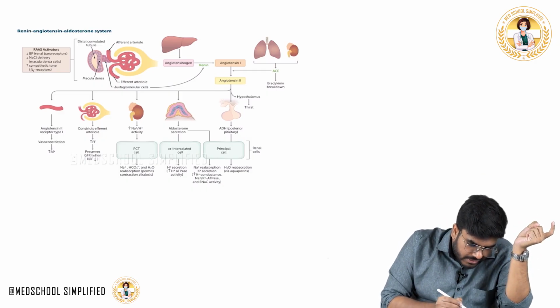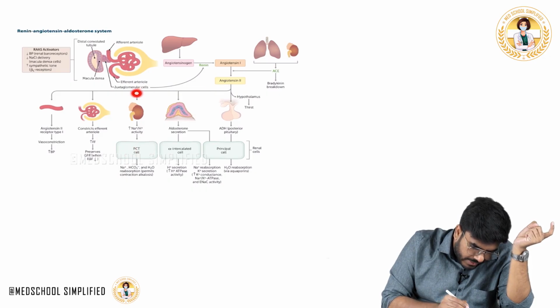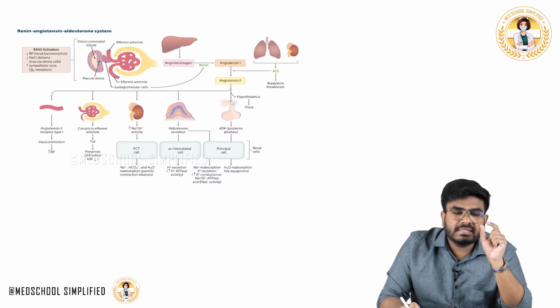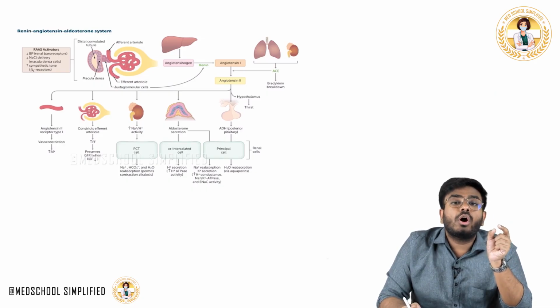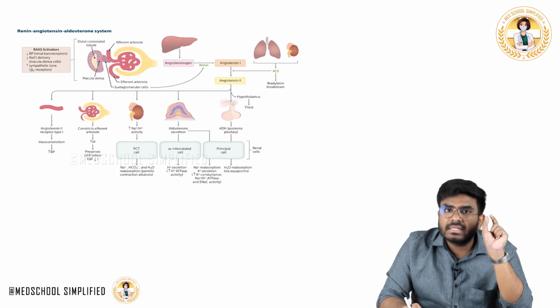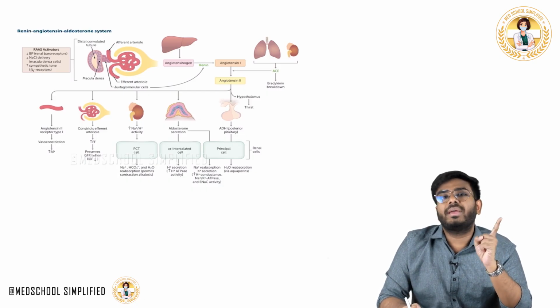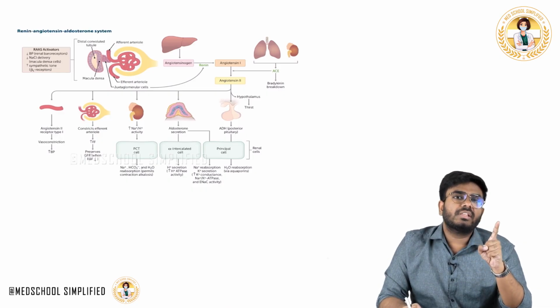Not only that, angiotensin II acts on the PCT cell. By acting on the PCT cells, as we have already discussed, angiotensin II increases sodium proton activity. Normally in the PCT cell, remember, there is one transporter called the sodium proton exchanger. That sodium proton transporter is very important for the reabsorption of bicarbonates.